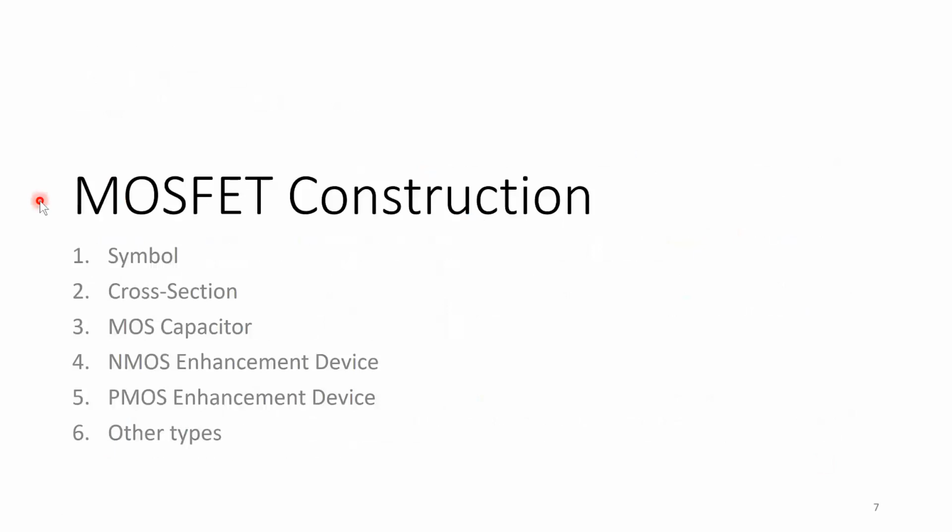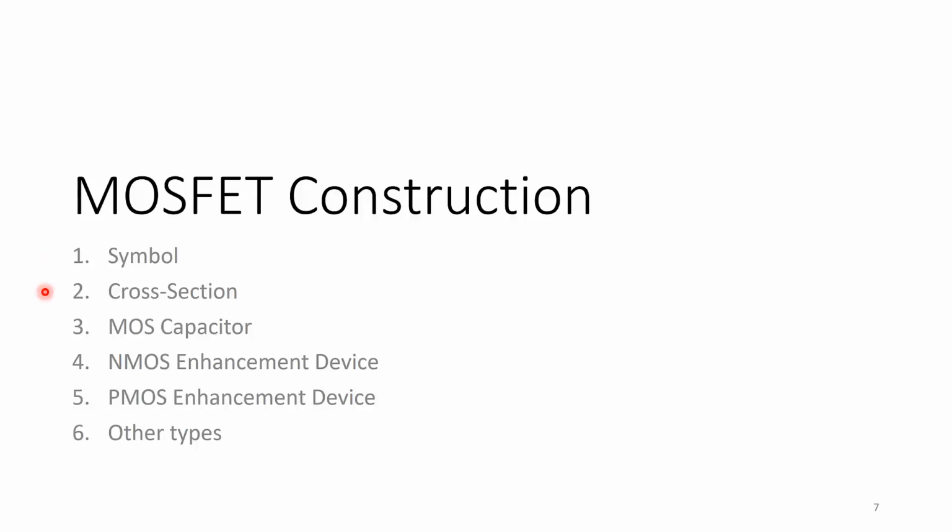We have completed the introduction. Now let's have a look at the MOSFET construction. We will first look at what the symbol is, because when we design circuits, it's always handy to represent the MOSFET in its symbol form. And then we'll have a look at a simplified version of what the MOSFET actually looks like through its cross-section.